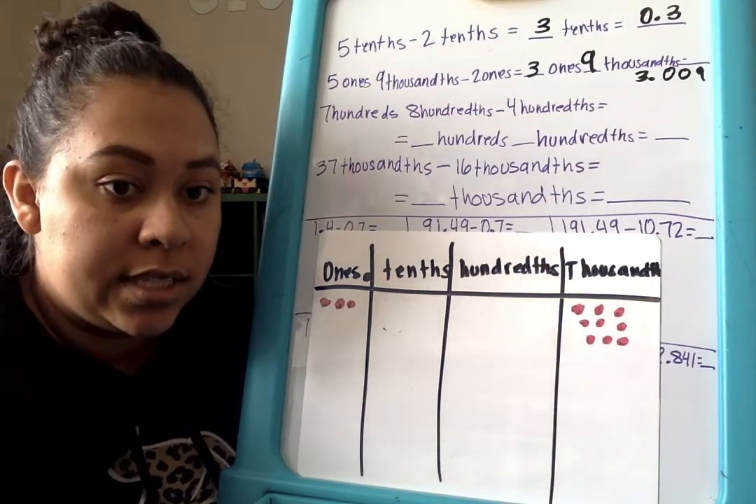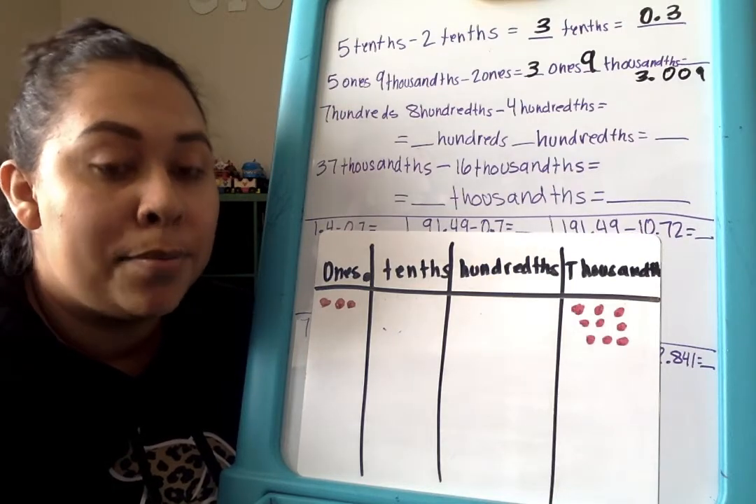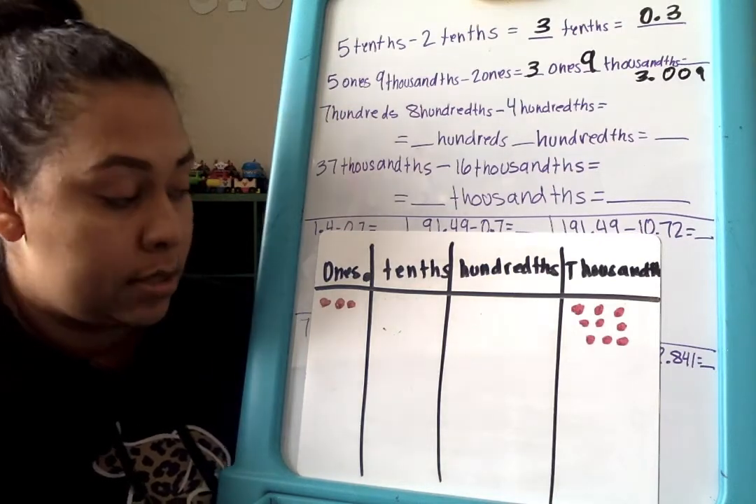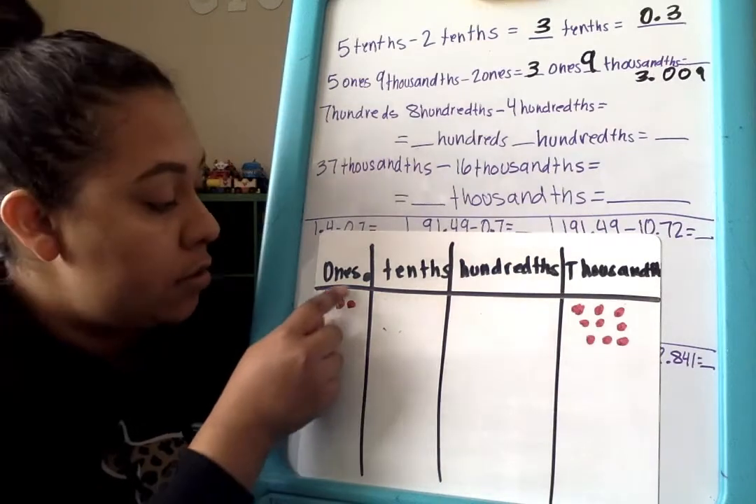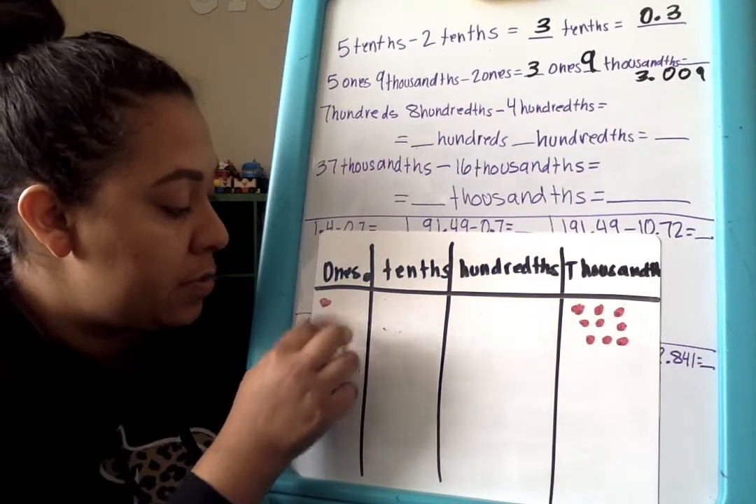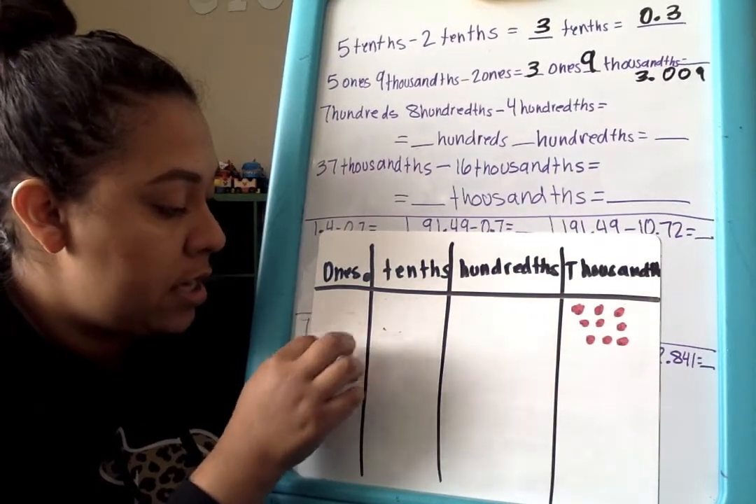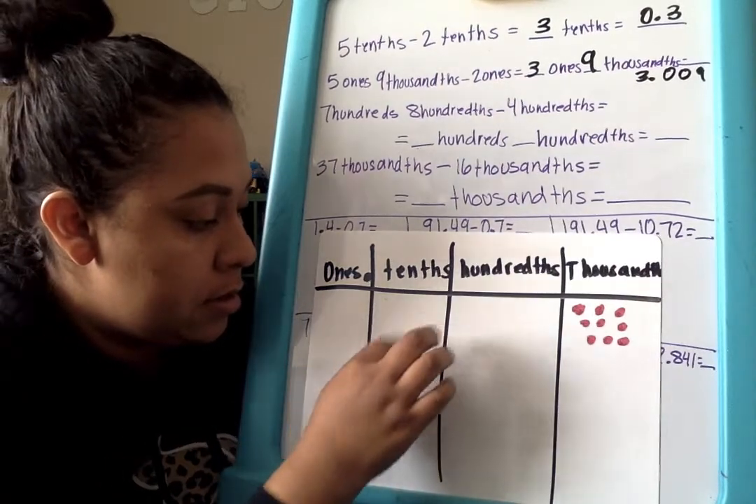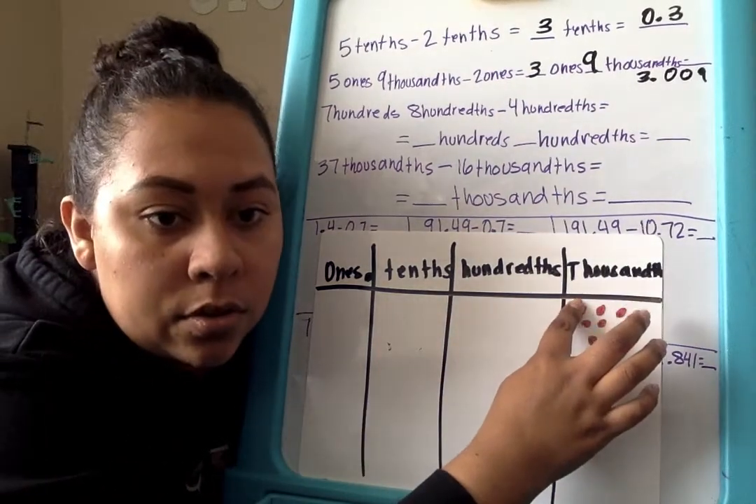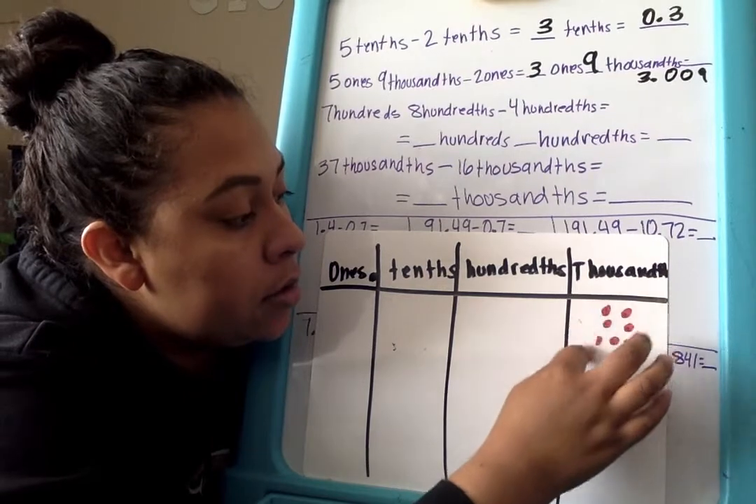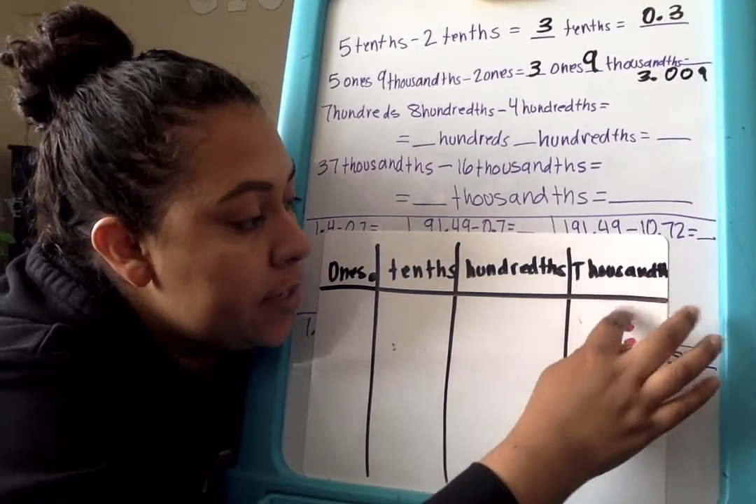So now C. 7 hundredths, 8 hundredths minus 4 hundredths. So now let's show that. Oh, but I don't have a hundredths place on this table. So we're going to have to improvise.